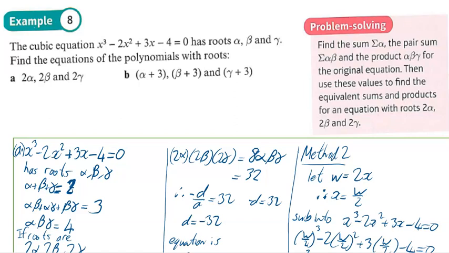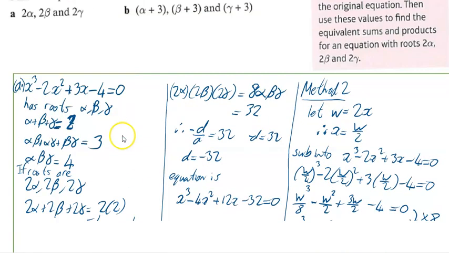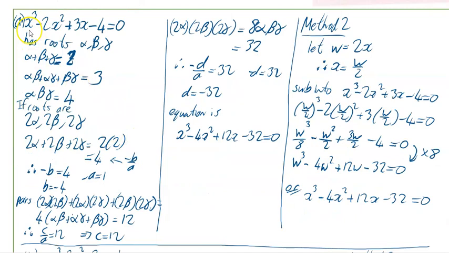Okay, I have the bulk of the solution written in here, so I'm just going to be talking through how we do this. So in this one, it says the cubic equation, x cubed minus 2x squared plus 3x minus 4 equals 0 has roots alpha, beta, gamma. Find the equation of a polynomial with roots 2 alpha, 2 beta, 2 gamma. Okay, so our original polynomial, I've just written that down again. Our original polynomial, x cubed minus 2x squared plus 3x minus 4, has roots alpha, beta, gamma.